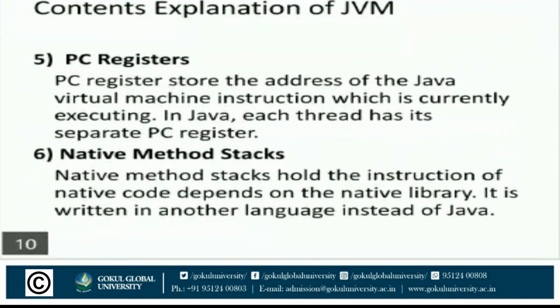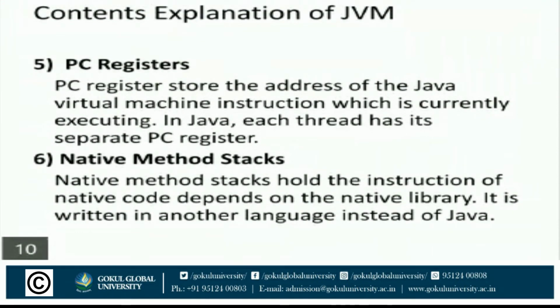Number 5 is PC register. The PC register stores the address of the Java virtual machine instruction which is currently executing. In Java, each thread has its separate PC register. Number 6 is native method stacks. Native method stacks hold the instructions of native code depending on the native library. It is written in another language instead of Java. Native method stacks are not written in Java.